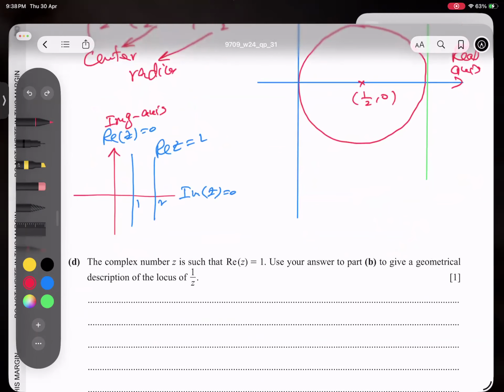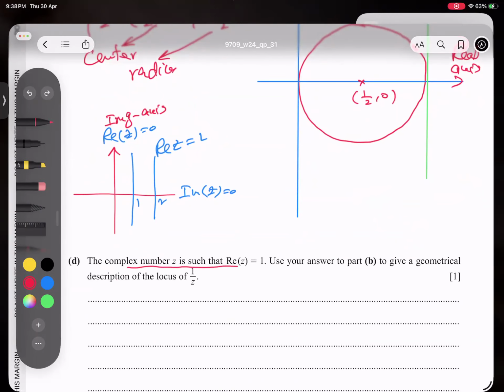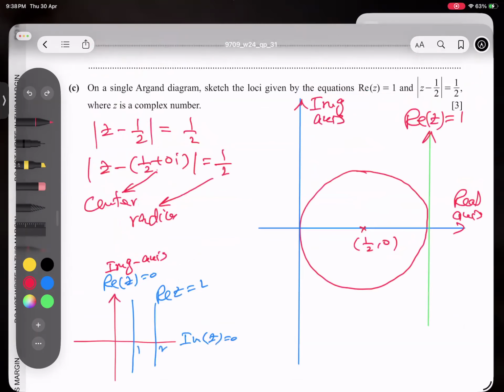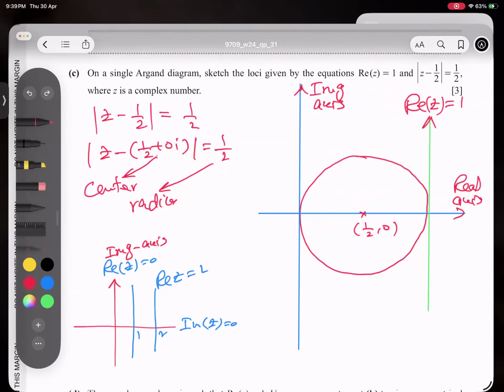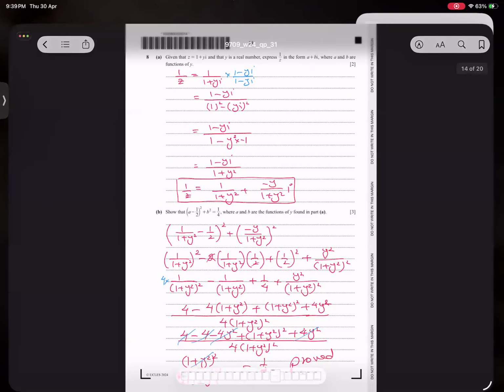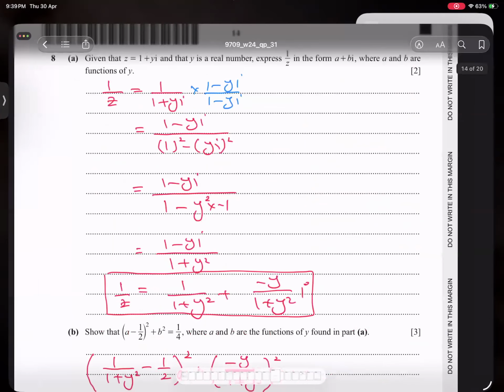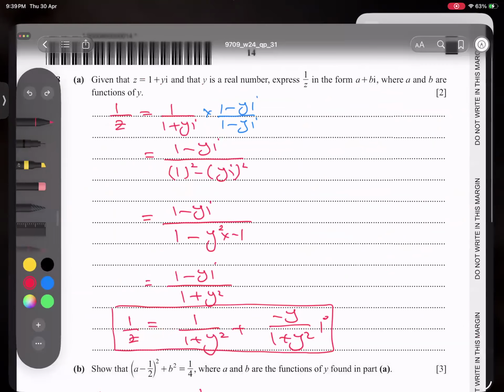Now, last part of the question. Complex number z such that real of z is 1. Okay. And use your answer in part B to give a geometrical description of the locus of 1 by z. So basically, students, 1 by z, if I go back and check it. Look at now, students. If a complex number is this, then z is this format. And then we can say this is x and y, okay?